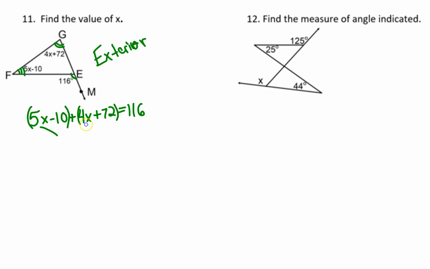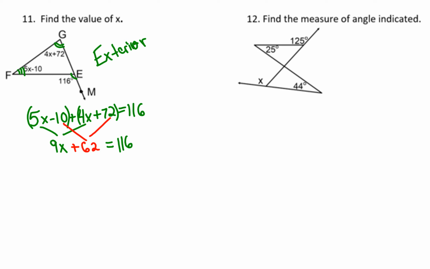So take the 5x and the positive 4x, put those together, you get 9x. And we're going to take this negative 10 and this positive 72 together, that's going to get us a positive 62. And we just bring down this equals 116. And then from there, all you have to do is solve for x.